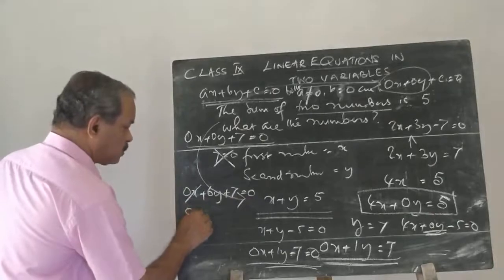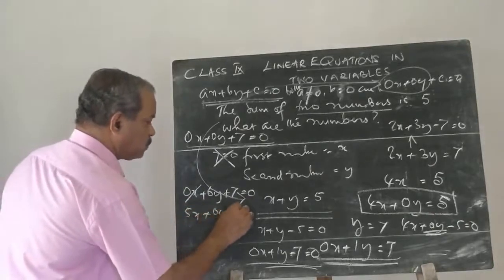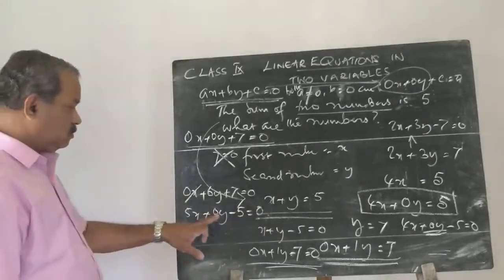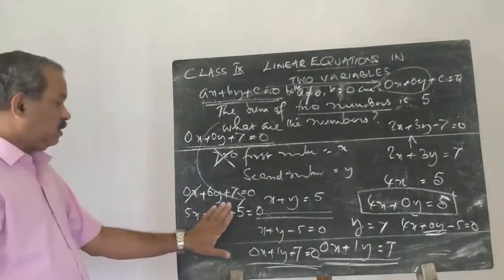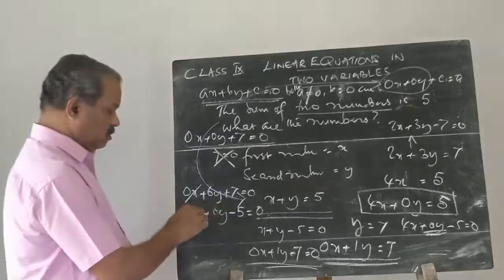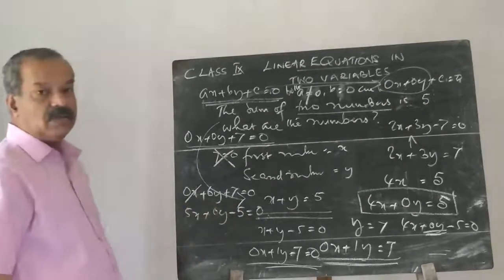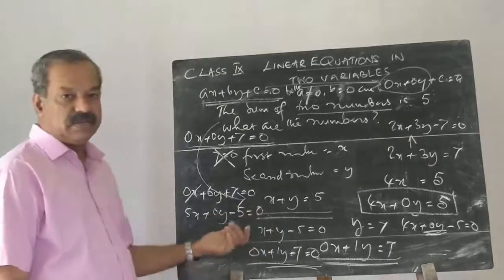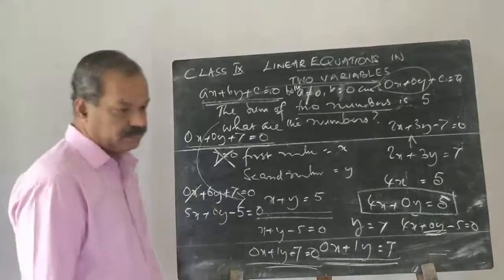Then 5x plus 0y minus 5 equals 0. Here there is no term containing y, but then 5x minus 5 equals 0. That means this is also a linear equation in two variables. Though it contains only one variable, we can convert this into a linear equation in two variables.